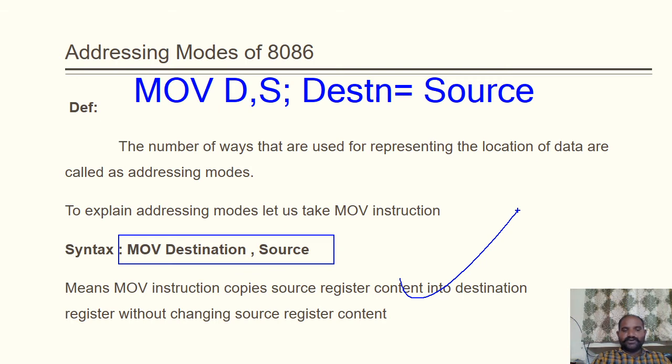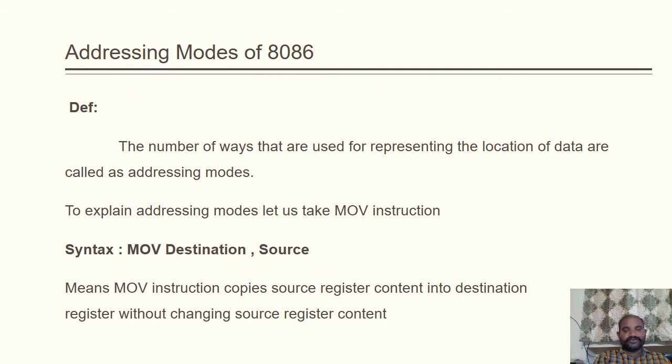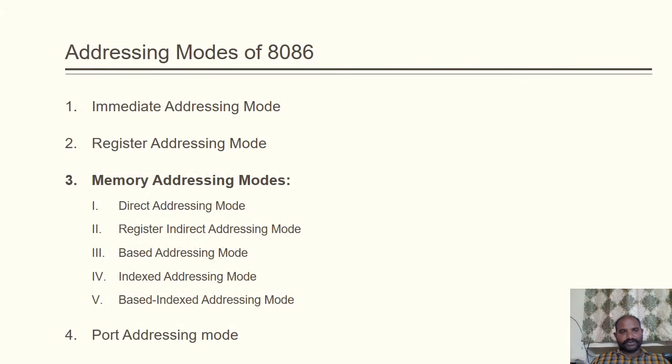So here let us go for the different types of addressing modes which are going to be supported by the 8086 microprocessor. Based on the different ways used for representing the location of the data, the addressing modes supported by the 8086 microprocessor are immediate addressing mode, register addressing mode, and memory addressing modes. The memory addressing mode is further classified into five types: direct addressing mode, register indirect addressing mode, based addressing mode, indexed addressing mode, and based indexed addressing mode. And the last one is the port addressing mode.